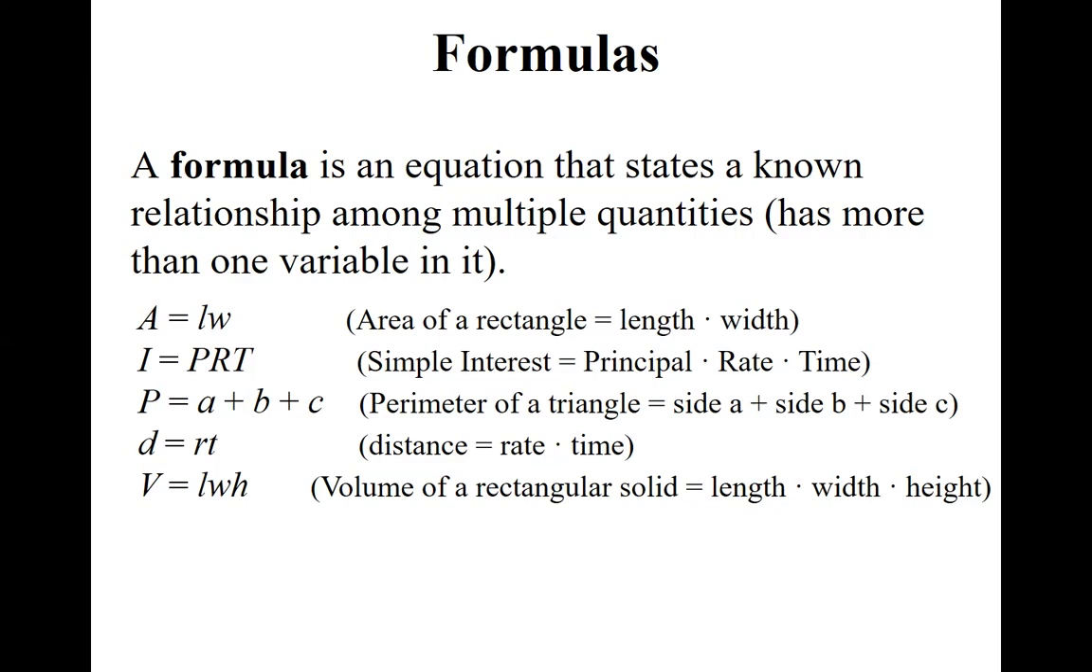So I equals PRT has a capital R, meaning interest rate, but D equals RT has a lowercase r, meaning rate of speed. But there might be another formula out there that uses the capital R and the lowercase r in the same formula, because they do mean two different things. So be careful that your capitals are capitals and that your lowercases are lowercases. Don't just make everything capital because you think maybe that looks neater. I appreciate that, but it is incorrect.